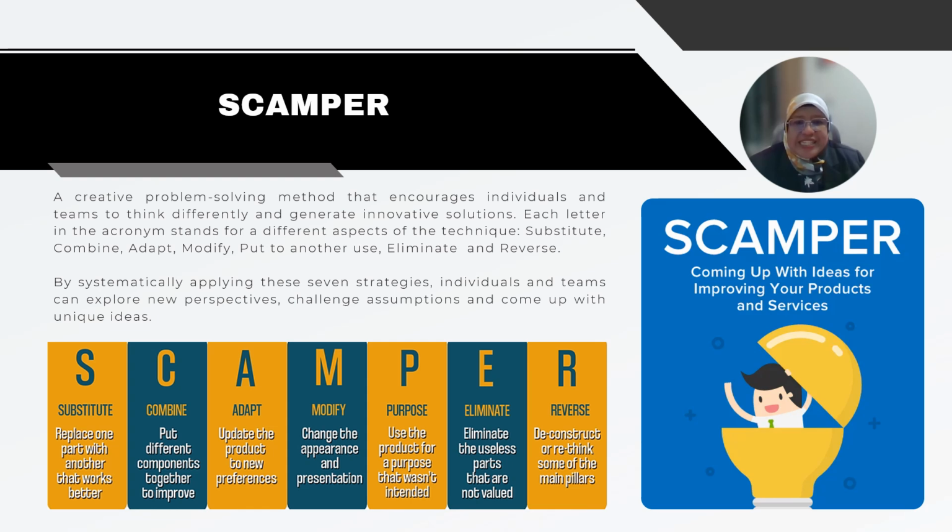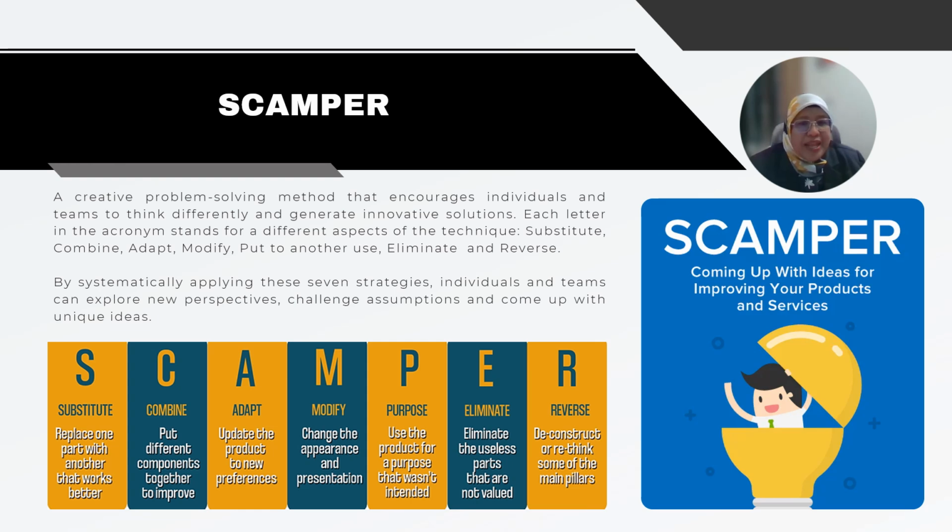So the first one is a substitute. Consider alternative material or technology to improve the performance or sustainability of your product. So the second one is a combine. We can merge different features or functions to create a unique product that caters to multiple needs.